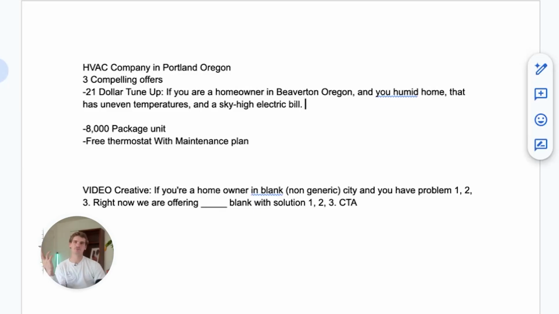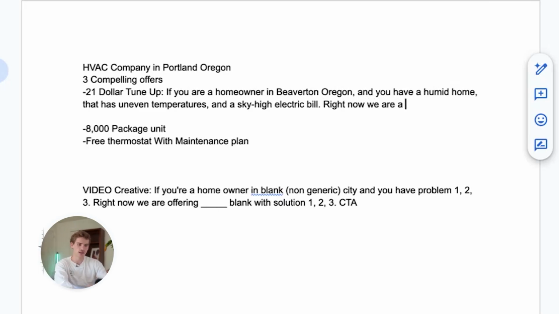Obviously there's humidity in Oregon. You want to dry that out. You don't want a super humid home. Now we're going to hit them with the offer. This is the most important part. And we're not going to go crazy. I don't want you to think that you need to write a whole essay here and go through everything. What's the offer? Very simple.